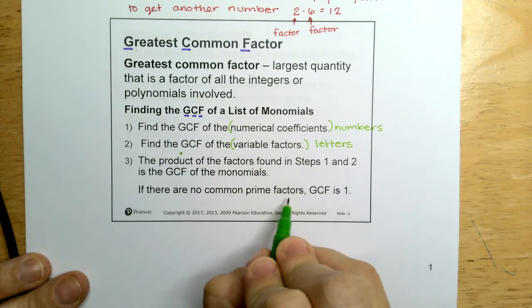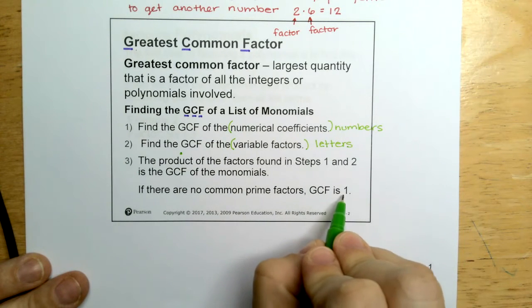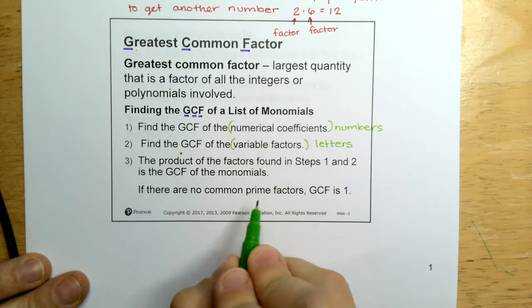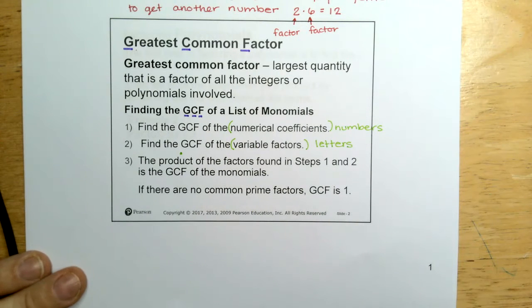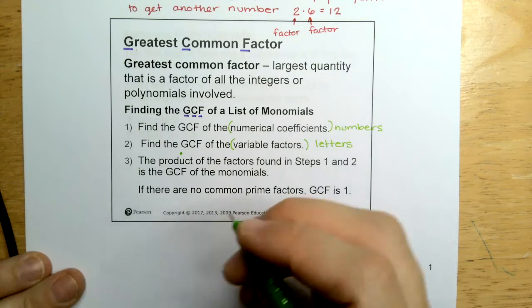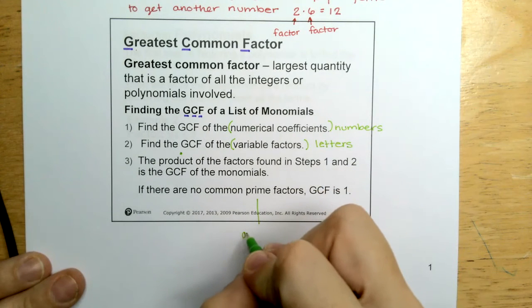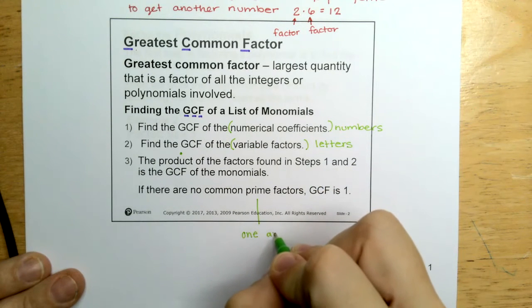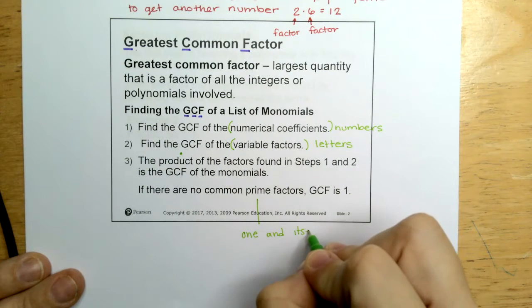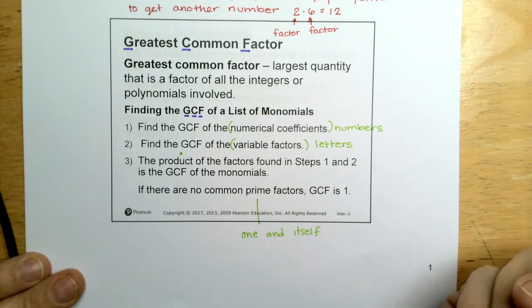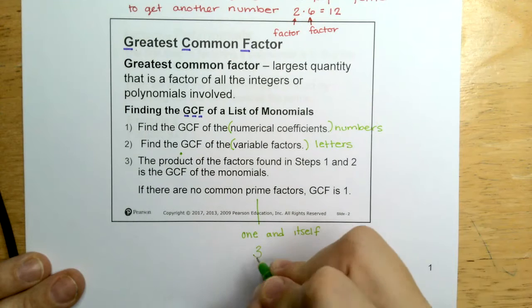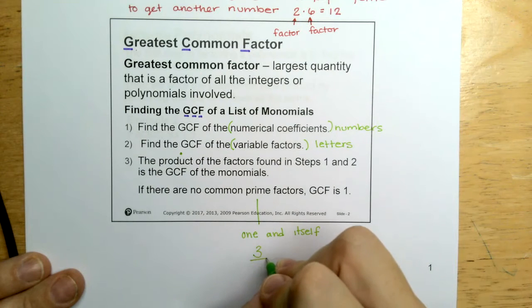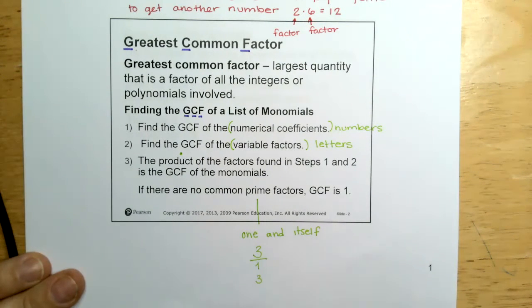If there are no common prime factors, the greatest common factor is 1, and we can call that number a prime number. A prime number means the only factors are 1 and itself. The number 3 is a prime because the only factors of 3 are 1 and 3.